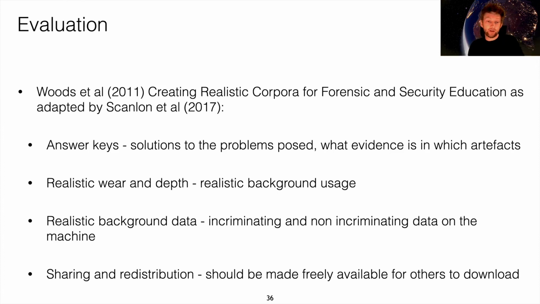So, evaluation of what we've done. There are some criteria here, Woods et al., adapted by Scanlan: things that we want in realistic datasets. Answer keys: well, the fact that we're running to a story, we can have this. Both of these two, I mean, it's kind of the point. We are reducing the human overhead of creating this realistic wear and tear, and the difficulty of creating sufficient non-incriminating data. Sharing and redistribution is interesting.